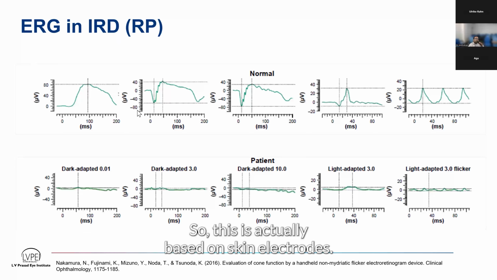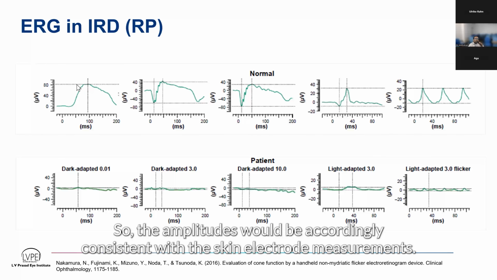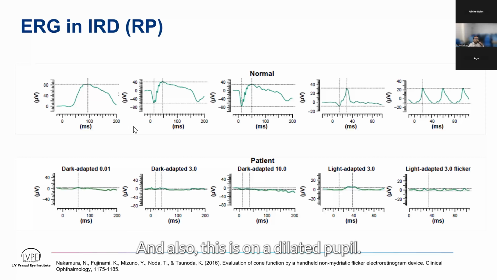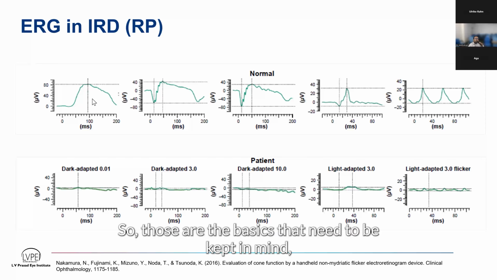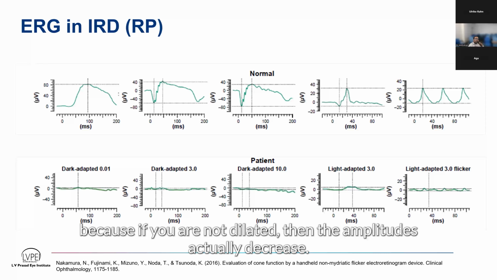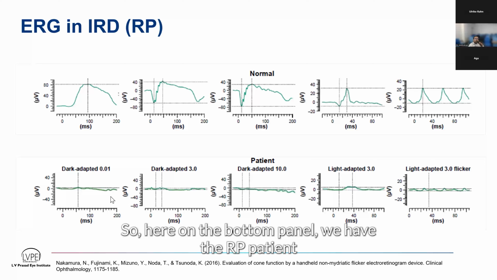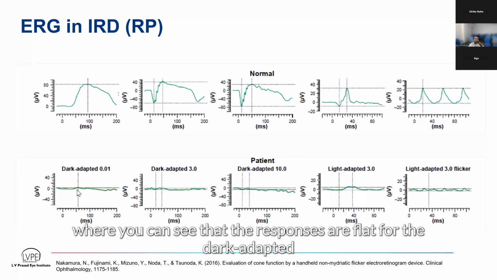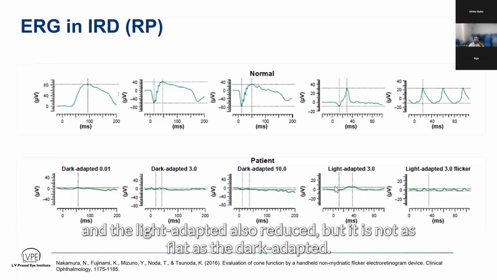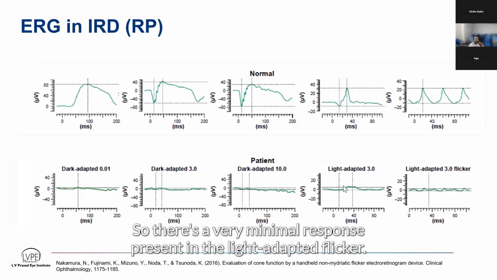The amplitudes here are based on skin electrodes, so the amplitudes would be consistent with skin electrode measurements. And this is on a dilated pupil. Those are the basics to keep in mind, because if you are not dilated, then the amplitudes actually decrease. On the bottom panel, we have the RP patient, where you can see that the responses are flat for the dark adapted, and the light adapted is also reduced, but not as flat as the dark adapted. There is a very minimal response present in the light adapted flicker.